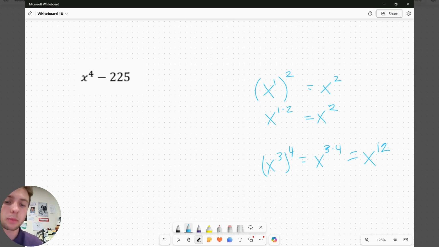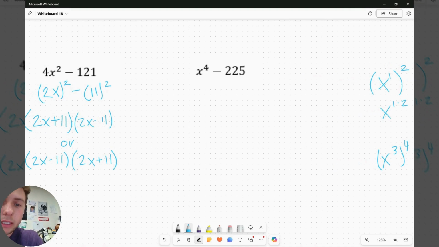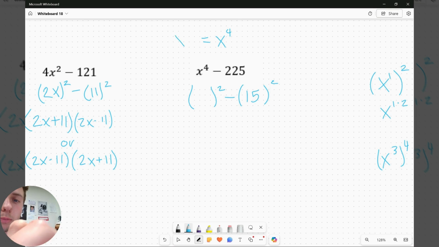Multiple exponents means you multiply the exponents. Well, in this one, we need to change it to something squared minus something squared. The second part should be easy, but the x to the fourth is the weird thing. Well, we need two exponents multiplied together to give us 4. What times 2 gives us 4? We know that value would be 2.